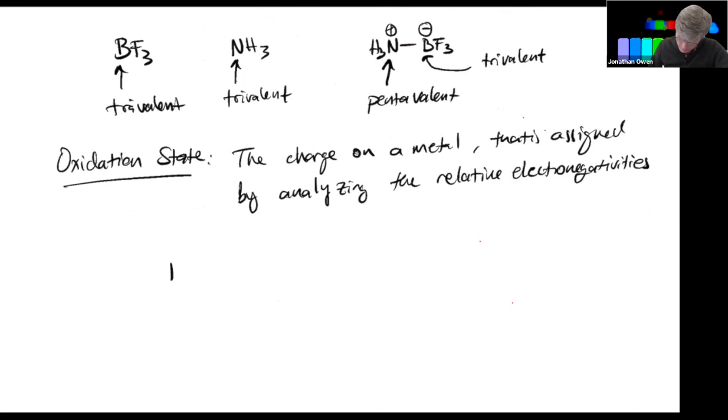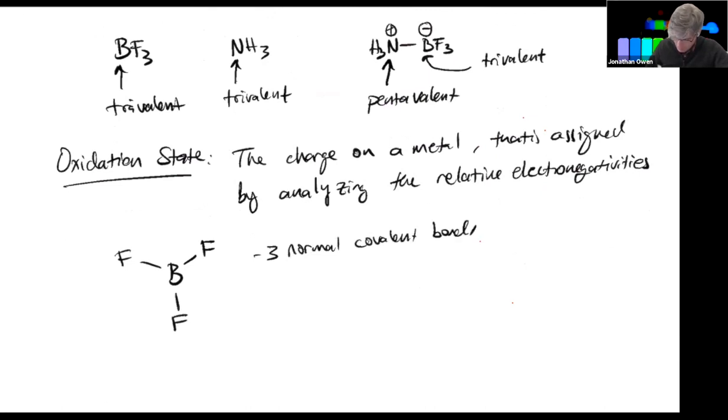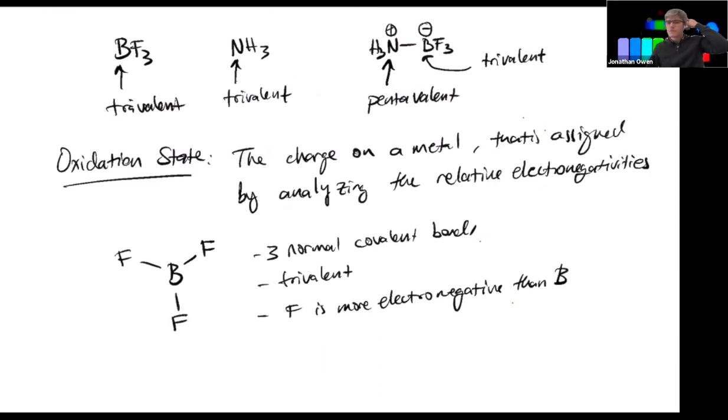So, for example, boron trifluoride, we get 3 normal covalent bonds. It's trivalent. And fluorine is more electronegative than boron. And we therefore say, it's like a fluoride minus, and the boron is like a boron plus. And since there are 3 fluorides, you say boron in the plus 3 oxidation state.